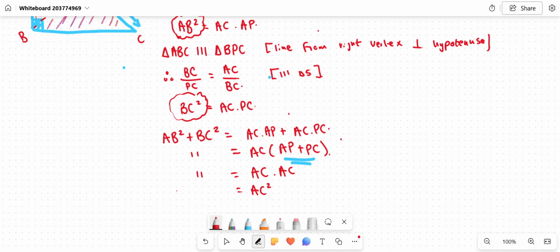Just going to write them down here. AB squared plus BC squared. And there we go. This is Pythagoras. I hope that makes sense.